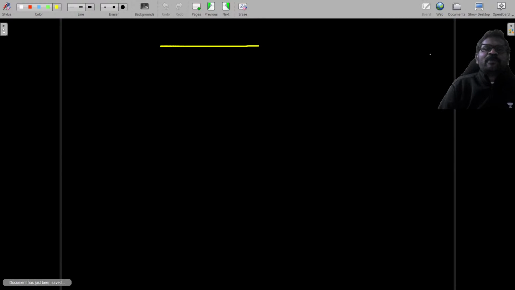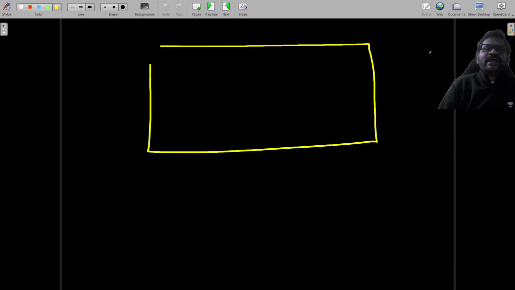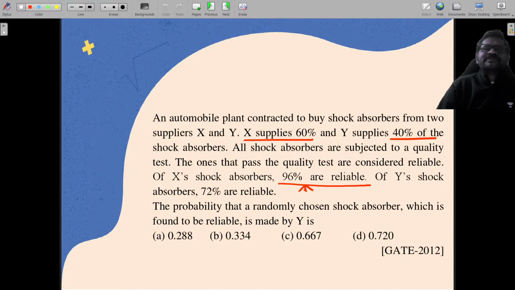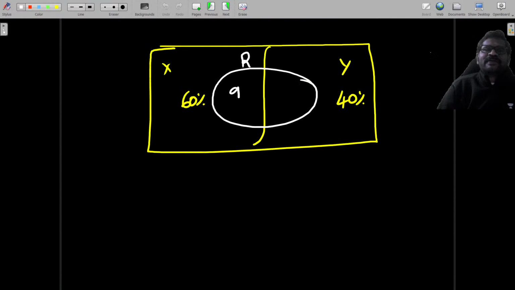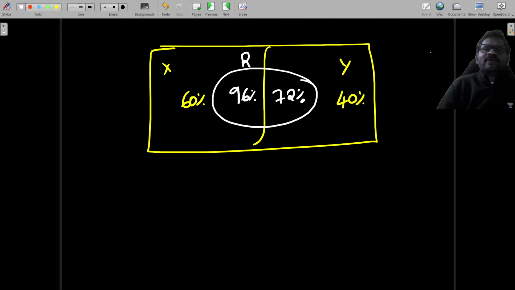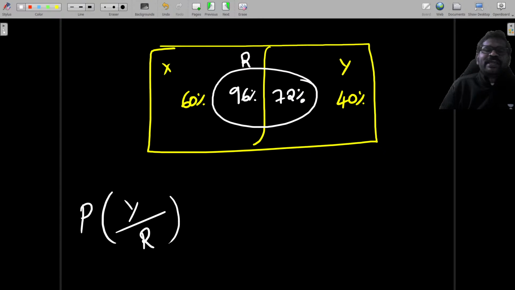So it is also a problem on Bayes theorem. X supplies 60% of the shock absorbers. Y supplies 40% of the shock absorbers. Reliability is an arbitrary event. 96% of the shock absorbers supplied by X are reliable. 72% of the shock absorbers supplied by Y are found reliable. Randomly a shock absorber is selected and found reliable. What is the chance that it is supplied by Y?